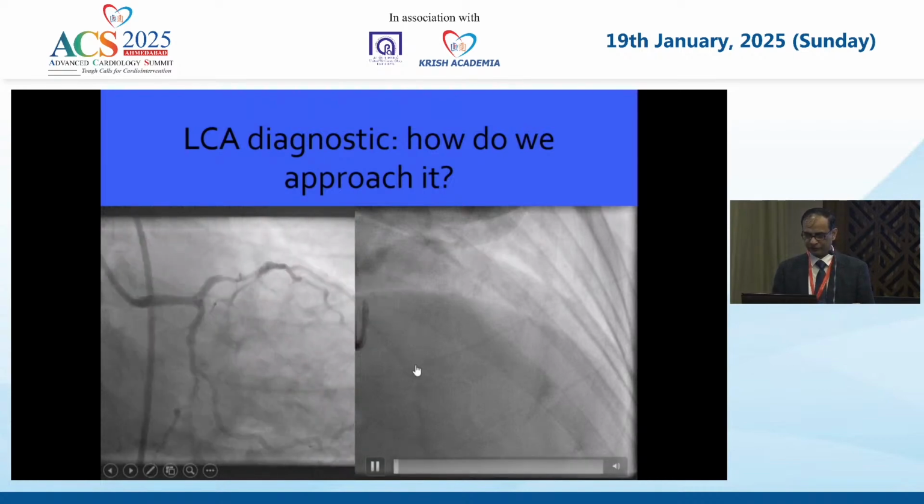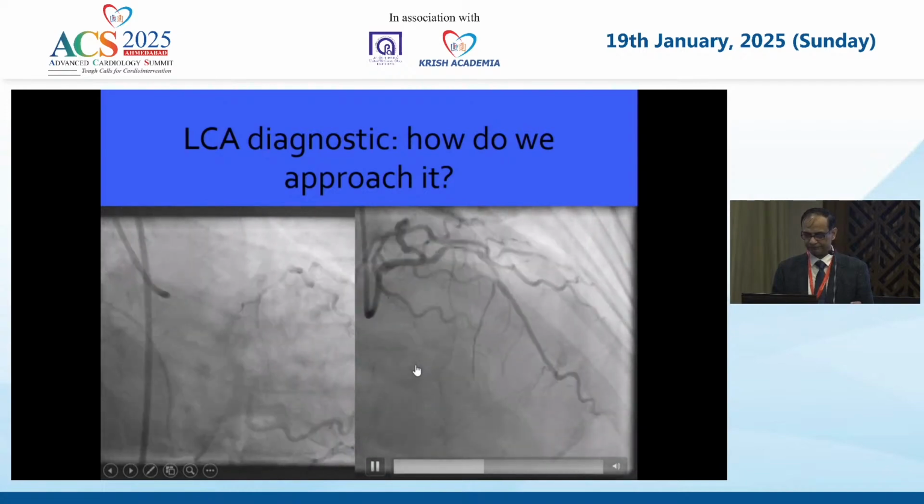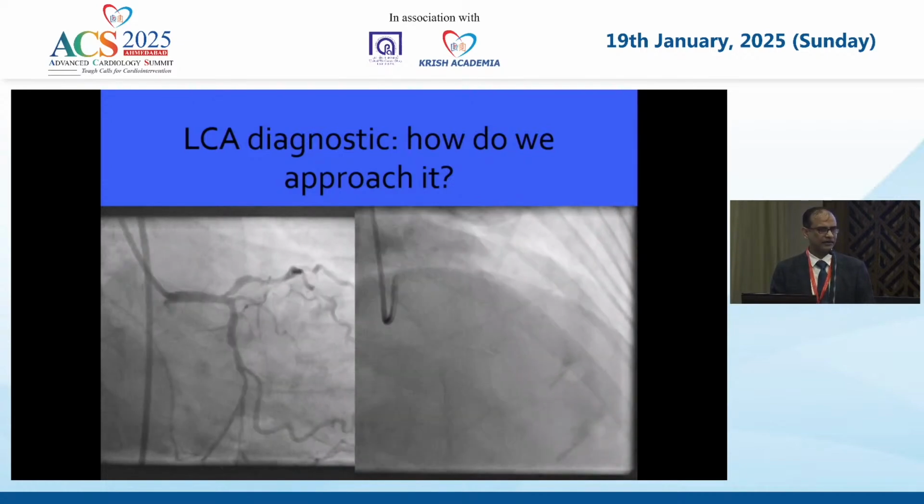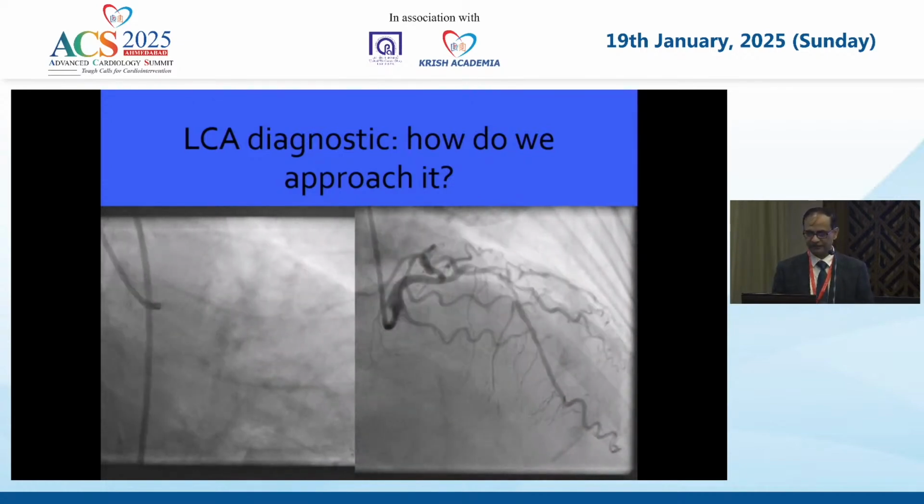So this looks like a subtotal occlusion of the mid LAD. There's an intermediate lesion in the proximal part. This doesn't look too tight in the proximal part. It's okay. So we said we'll fix the mid part and then we'll see.